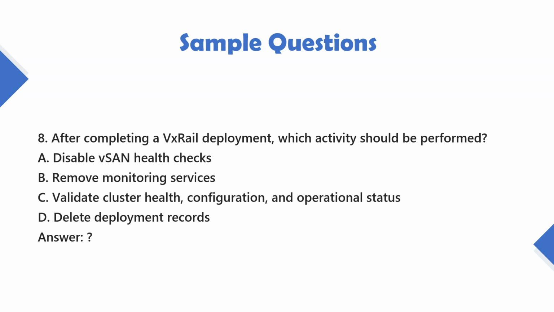8. After completing a VxRail deployment, which activity should be performed? A. Disable vSAN health checks. B. Remove monitoring services. C. Validate cluster health, configuration, and operational status. D. Delete deployment records.